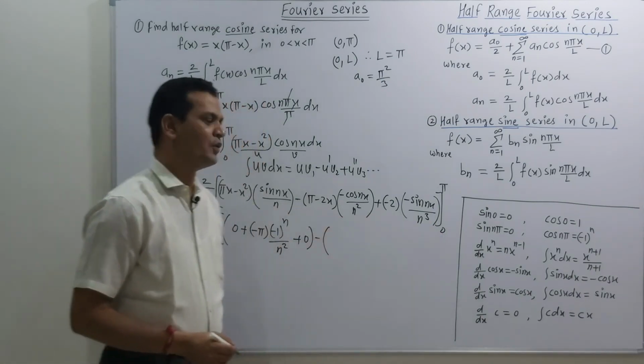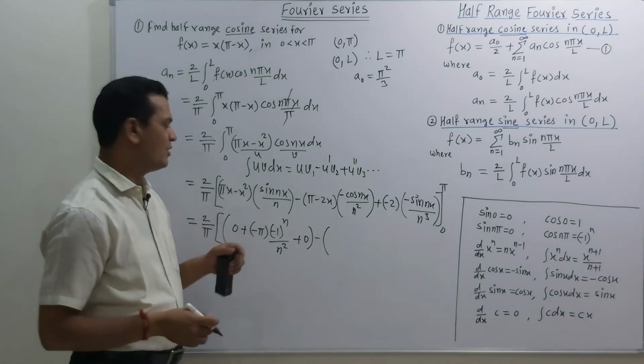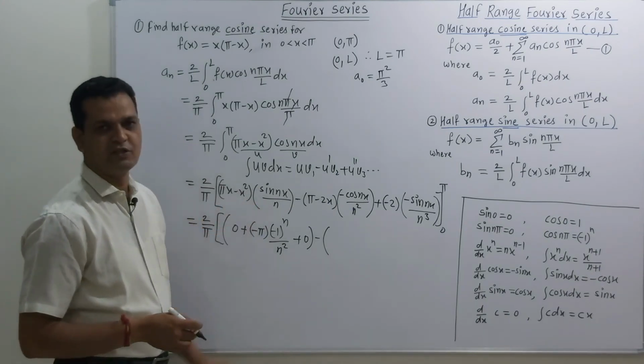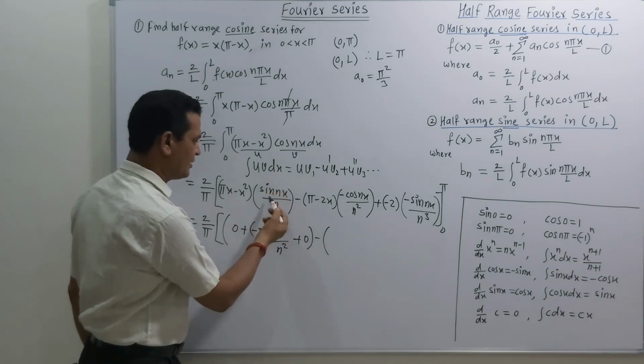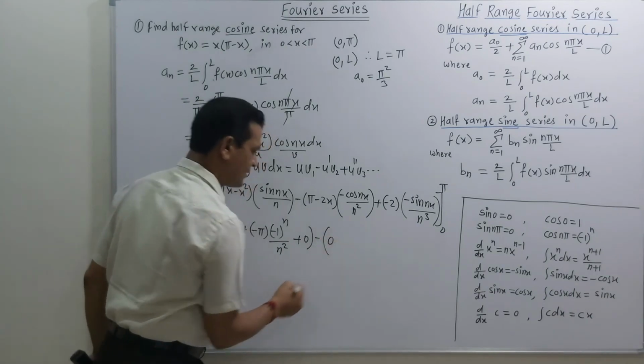Lower limit is 0. Friends, whenever we put the value of lower limit, either concentrate on sine term or x term. If x is equal to 0, so this term is 0, 0 into something is 0. Or second way, if we put x is equal to 0, then this is sine of 0, and value of sine of 0 is 0. So that's why this first term is 0.